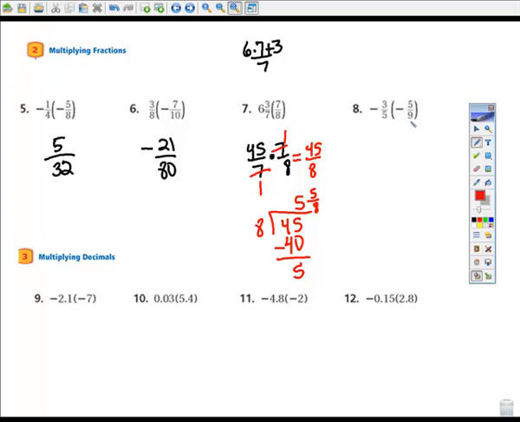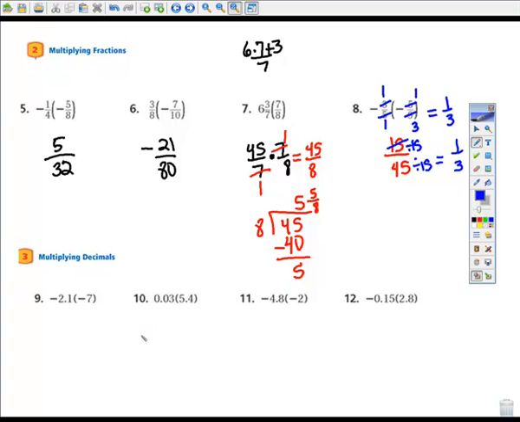Negative times a negative is a positive. So we have 3 times 5 is 15. 5 times 9 is 45. And it's a positive. Both of these are divisible by 15. If I divide by 15, divide by 15, this gives me 1/3. Now, I could have done that up here as well. I could have gone 5 divides into 5 once, 3 divides into 3 once, and into 9 3 times. And notice again, this gives me 1/3. I just didn't catch it up there.